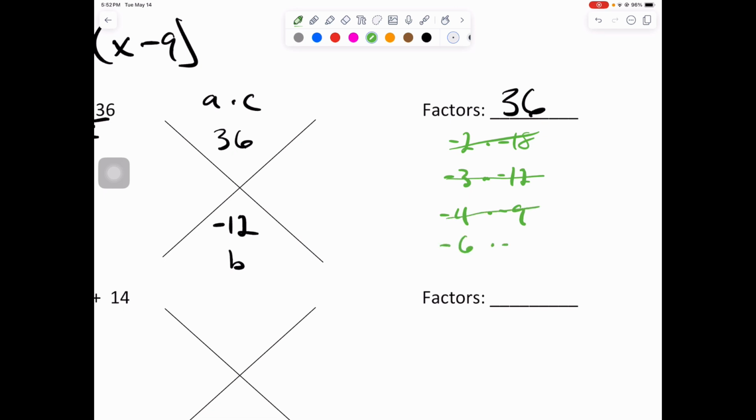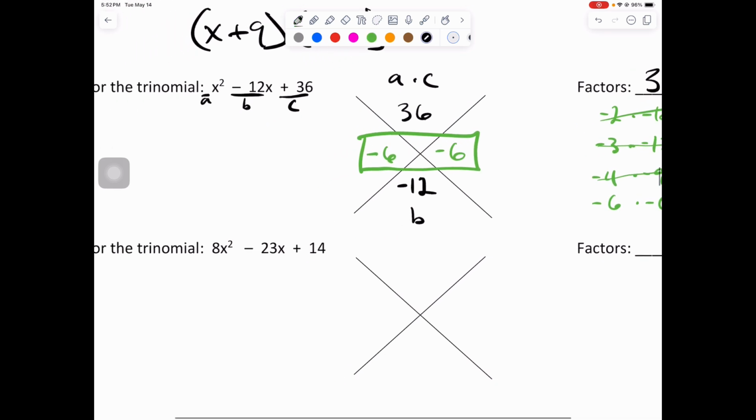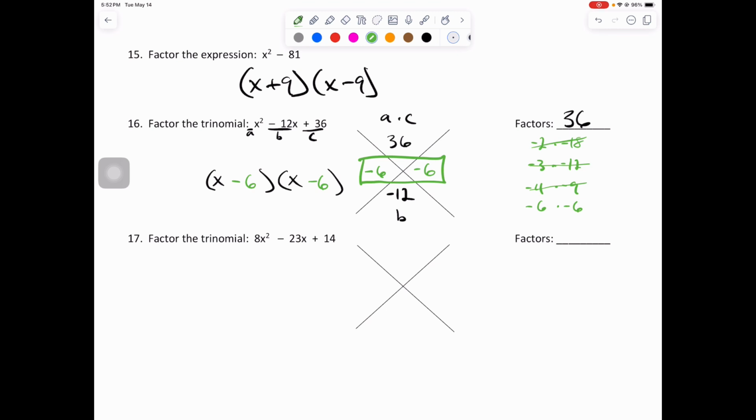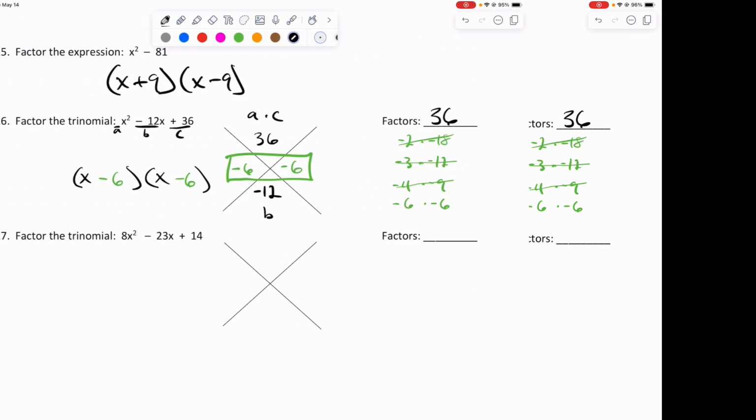However, negative 6 times negative 6 does give us, negative 6 minus 6 is negative 12. All right, we will simply use negative 6 and negative 6 in our answer. And I'm going to just write it like this real quick for us. Minus 6, minus 6. Again, use your factoring sheet if you feel it's best for you.